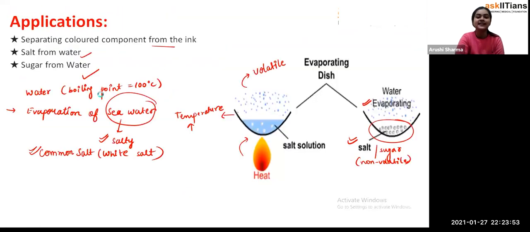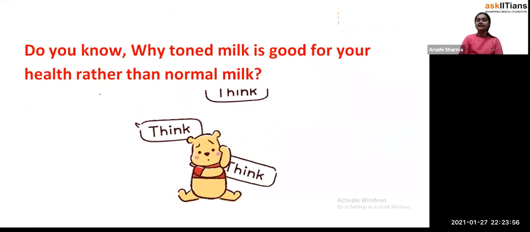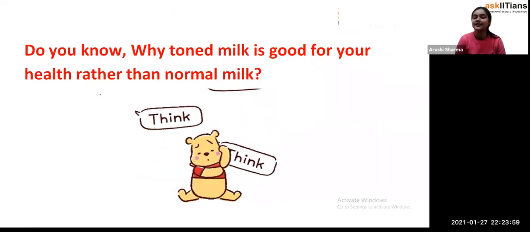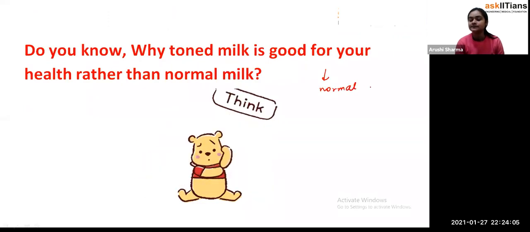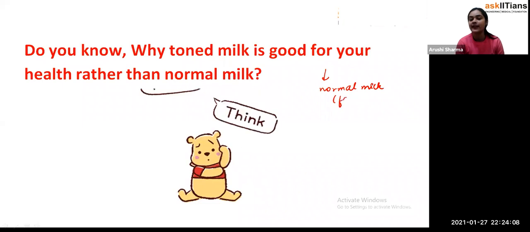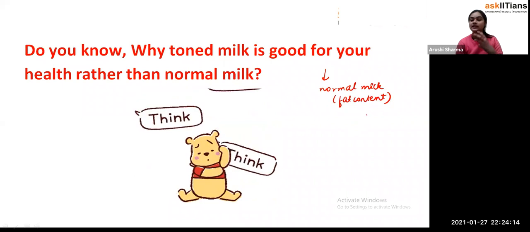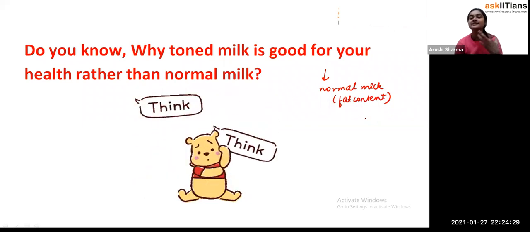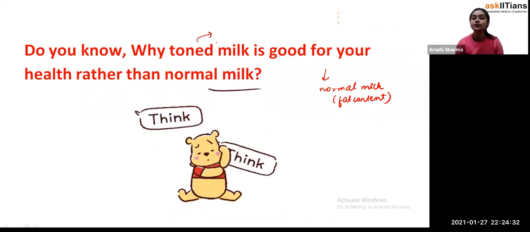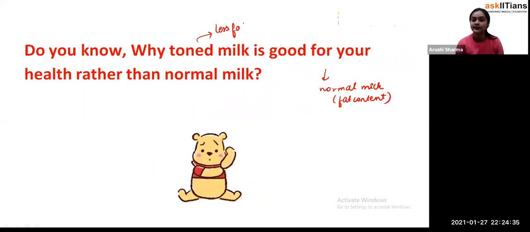Now, my dear students, do you know why toned milk is good for your health rather than normal milk? What happens is that normal milk has some fat content in it. Generally you have also seen that when your mother purchased milk from the milkman, she used to boil it. Why? Because when she boils it, you get some cream over it, because all of the fat accumulates at one point and you can remove it, and you are left with toned milk. That means toned milk has less fat content.